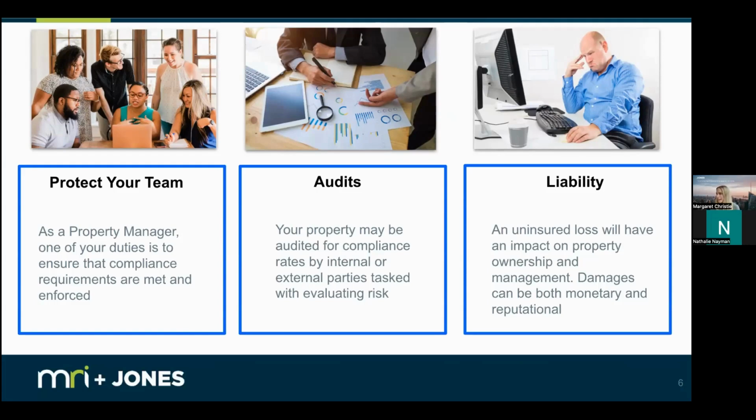Additionally, your property may be audited by the company you work for or even an external organization, and they may be evaluating risk at your property. You want to make sure that your property is protected and that you're going to have a good result on your audit. And then lastly, of course, liability.